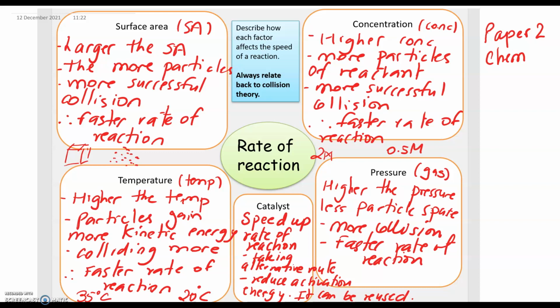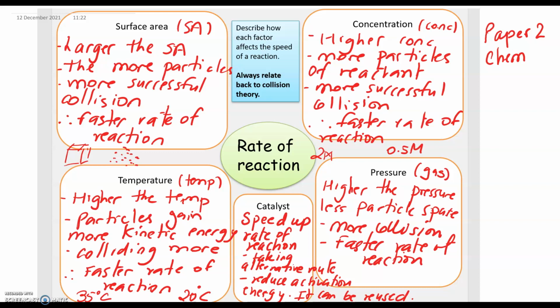In terms of surface area, you might be given solid marble chips or powdered marble chips with hydrochloric acid, and you time how long it takes for the reaction to take place. Concentration, you might have a range of molarities, 2 molar, 1, 0.5, 0.25, and again you may react with marble chips and see how much quicker the rate of reaction takes place with a higher concentration.